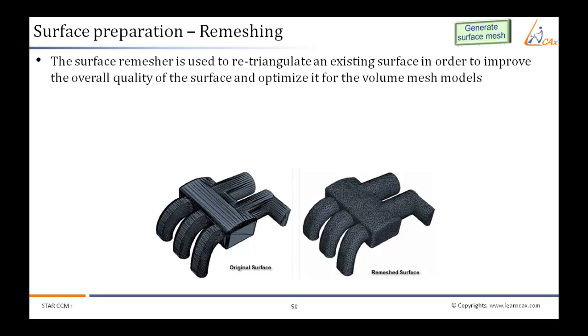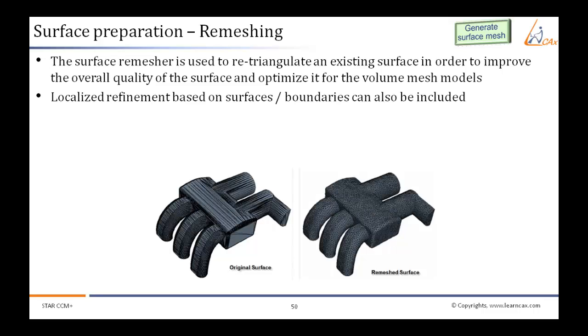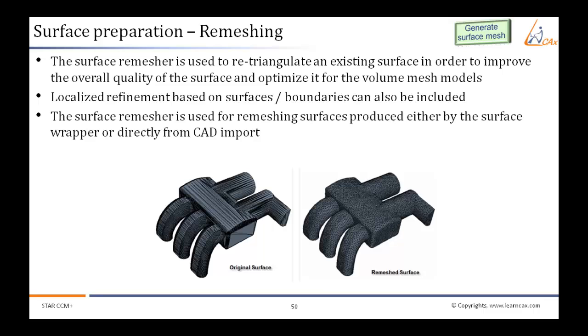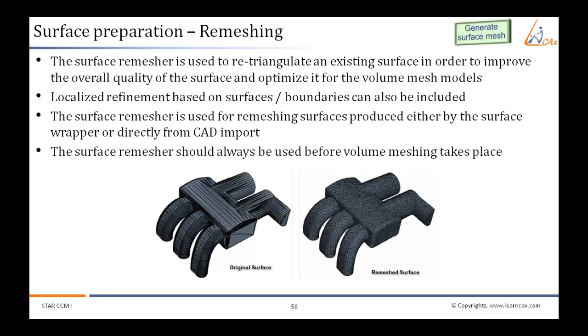What are the features of surface remeshing? It can be used for localized refinement based on surfaces, or boundaries can also be included. The surface remesher is used for remeshing surfaces produced either by the surface wrapper or directly from CAD import. The surface remesher should always be used before volume meshing takes place.